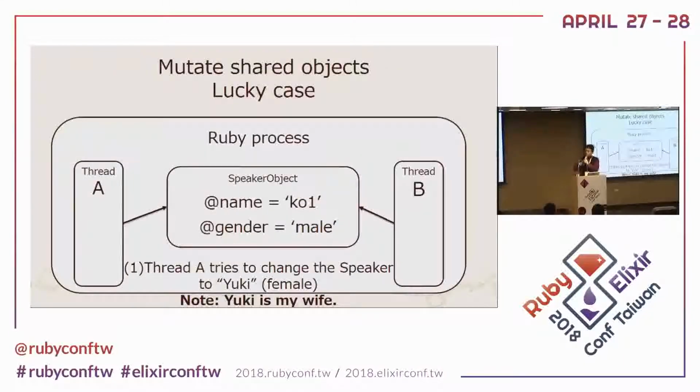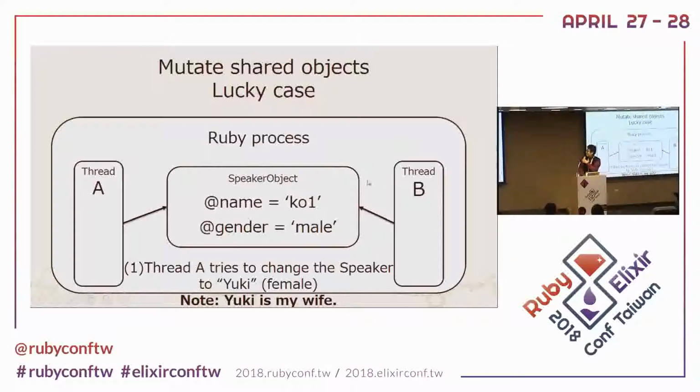So please assume this is a speaker object. There are two attributes, name and gender. The name is Koichi and the gender is male. Let's assume that I want to change this name and gender.